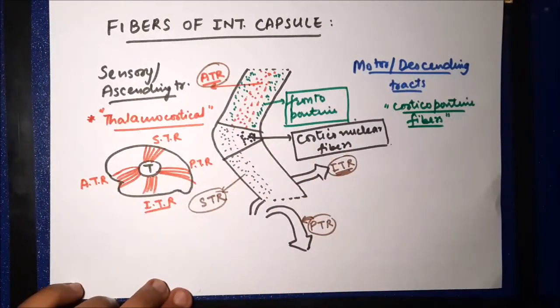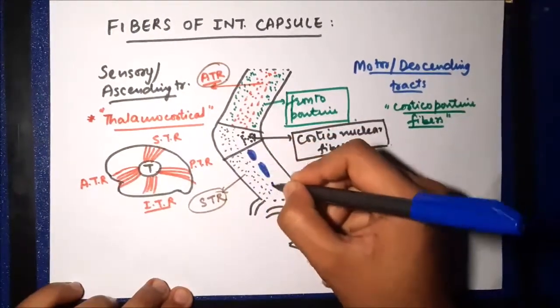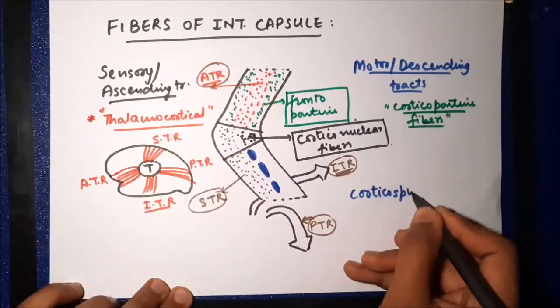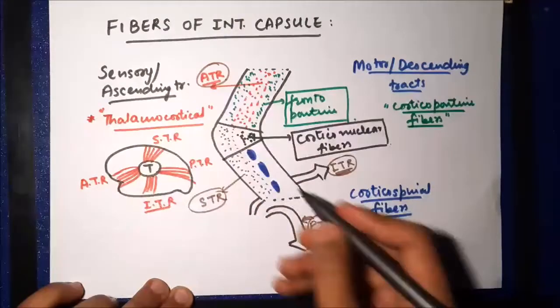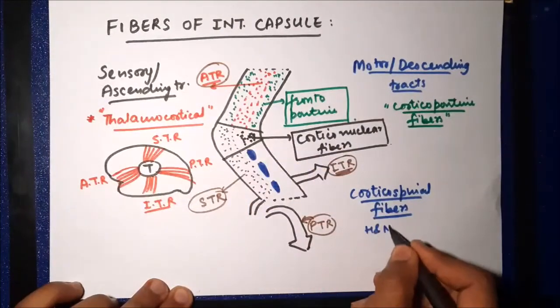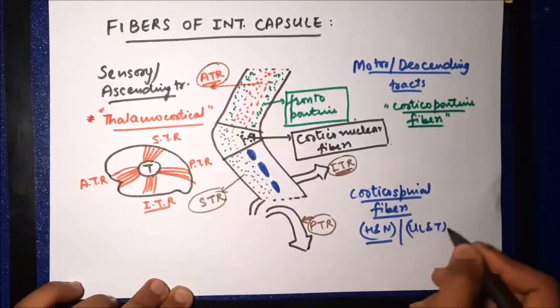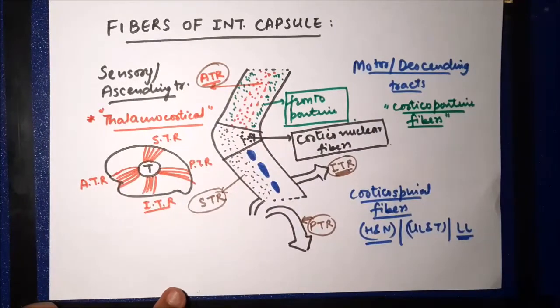And the fibers in the posterior limb start from the cortex and go to the spinal cord. These are called corticospinal fibers. There are three different groups of corticospinal fibers. The upper group is for head and neck. The middle group is for upper limb and thorax, and the lowermost group is for lower limb. So these are corticospinal fibers.